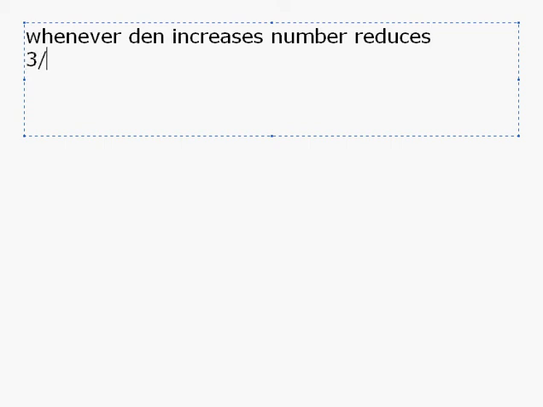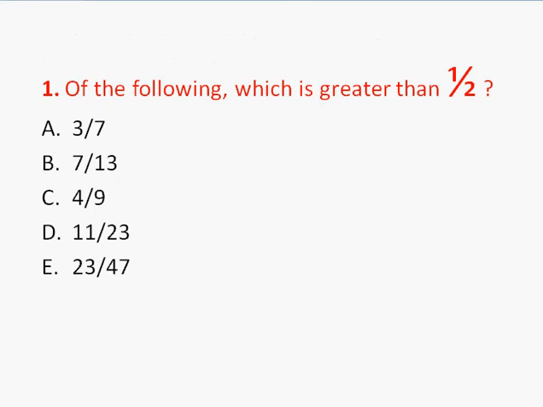Now here the option is 3 upon 7. Here the number 7 is more than twice the numerator, right? It is like 7 equals 2 times 3 plus 1. So this number will be less than 0.5, which we do not want. Now let's look at some other numbers, 7 upon 13. If you see closely, the denominator is less than double the numerator. Now the denominator is less, that means the number will increase, so it is more than 0.5. In this way we can look at others as well.